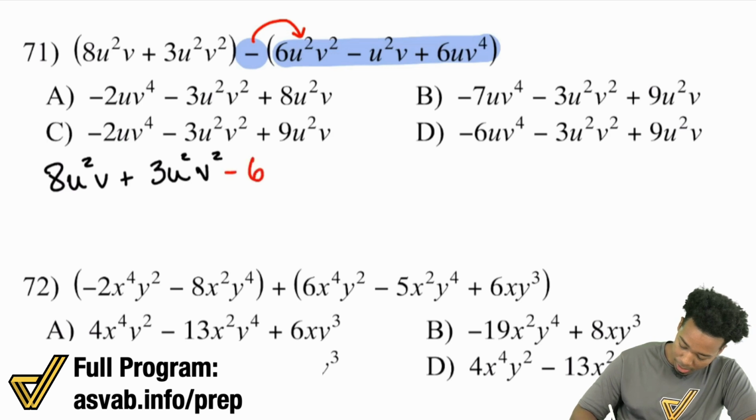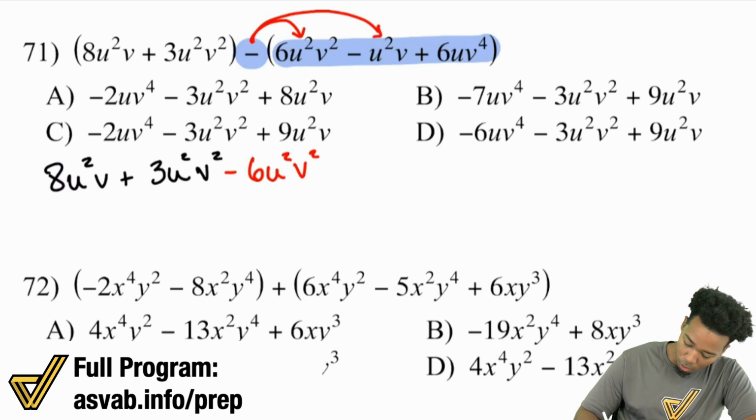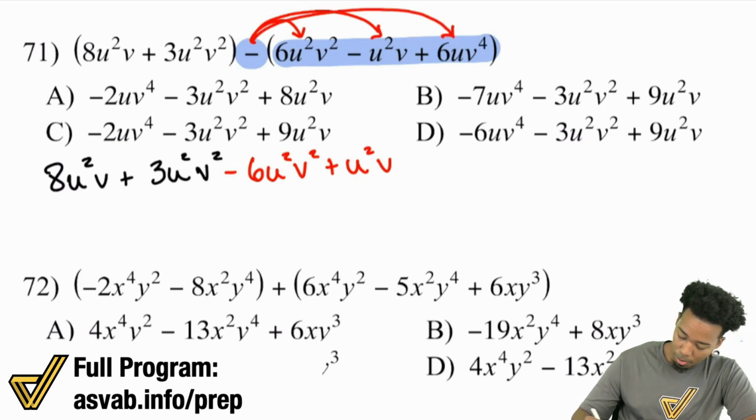That'll be minus 6u squared v squared. Apply the negative to the already negative. A double negative is a positive. So plus u squared times v. And then lastly over here, boom, applying a negative to a positive makes it negative. Negative 6u v to the power of 4.